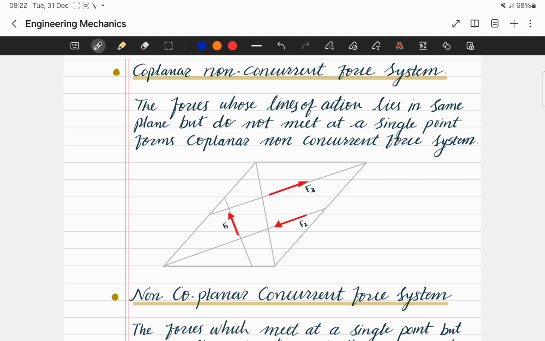These are the forces. They are acting on the same plane, but they are not directed towards a single point. Whether the direction of application is towards the point or away from the point, each one is acting towards a different point. So they are non-concurrent. So such a type of force system is a coplanar non-concurrent force system.